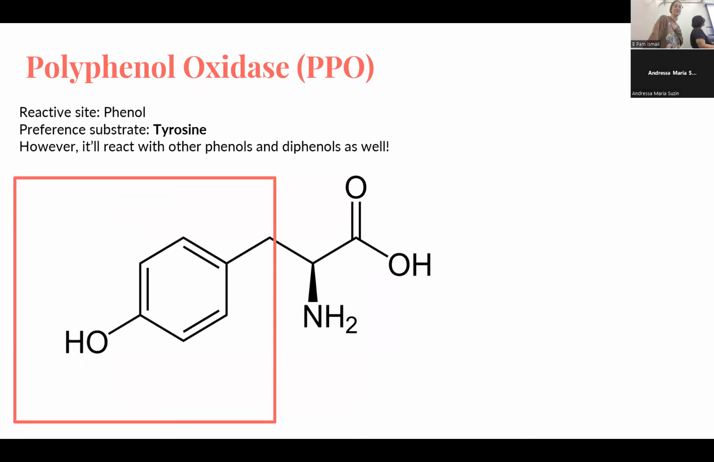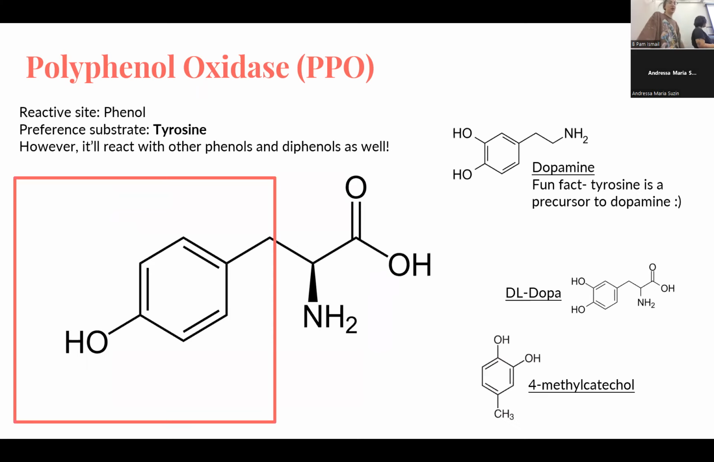But it can also react with other phenols and diphenols as well. For example, dopamine, DL-DOPA, or methyl catechol. And another quick fun fact that I found out is that tyrosine is actually a precursor to dopamine. So eat stuff with tyrosine in it, maybe.